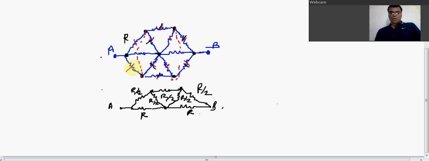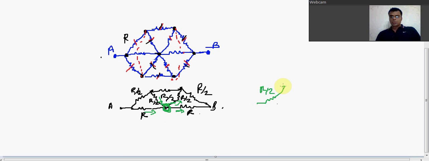Now if you look at this circuit and consider this point, we realize that the current flowing through this resistance is the same as the current flowing in this resistance. Similarly, the current flowing in this resistance is the same as the current flowing in this resistance, which means this junction seems to be a junction, but it is not a junction, it's a pseudo junction, which means I can isolate this part. So my new circuit will look something like this.